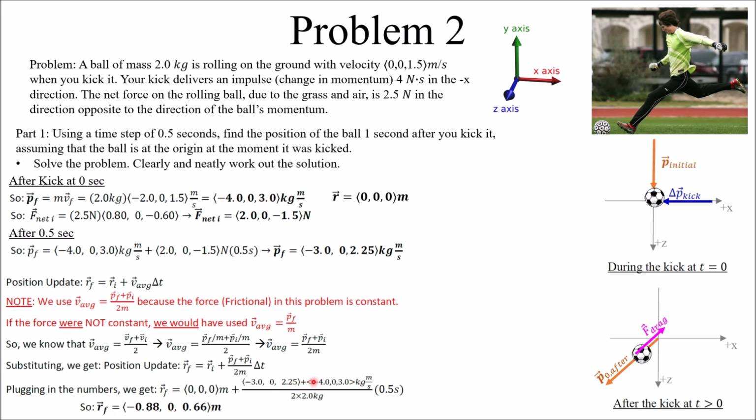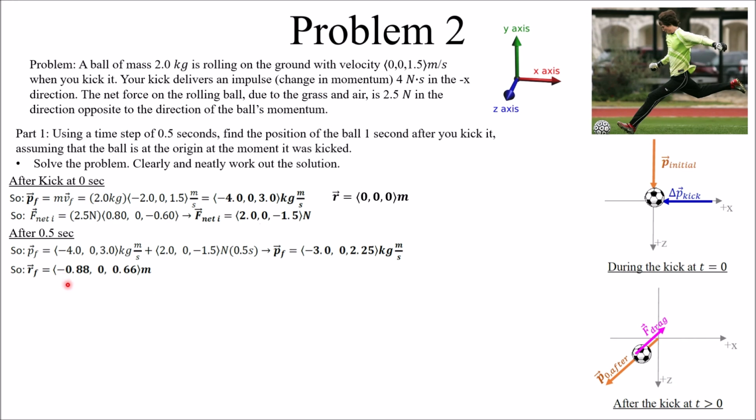We add those together, divide by 2 times the mass, and multiply by our time step, which is 0.5 seconds, and we end up with our final position after 0.5 seconds of negative 0.88, 0, 0.66 meters. Notice that it has a negative x component and a positive z, which makes sense because we know we're moving in the negative x, positive z direction, so our position is somewhere in there, just as a mental check.